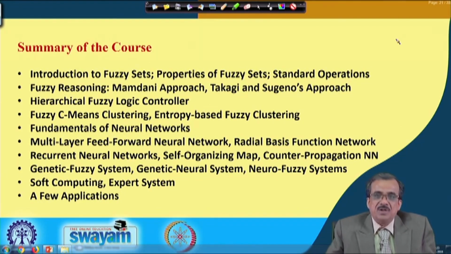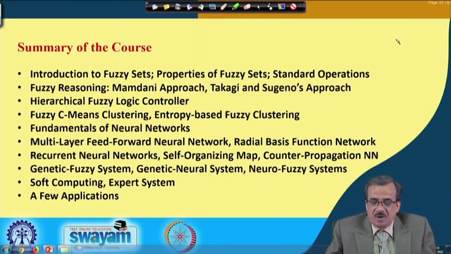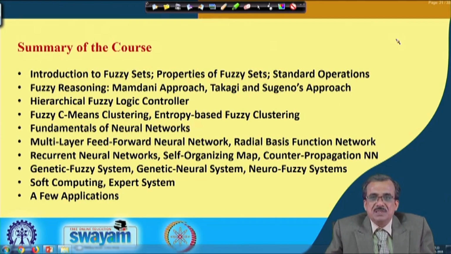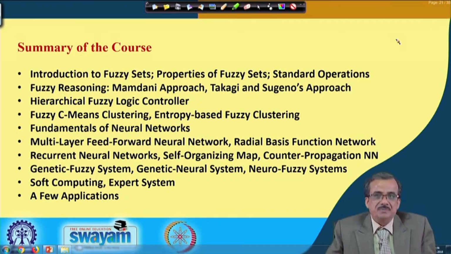Then we concentrated on some standard operations used in fuzzy sets. For example, say the intersection of a fuzzy set, union of a fuzzy set, then comes the bounded sum of a fuzzy set, the bounded difference of a fuzzy set, algebraic sum of a fuzzy set, algebraic difference of a fuzzy set, and so on. So, we discussed the grammar of fuzzy sets in detail.